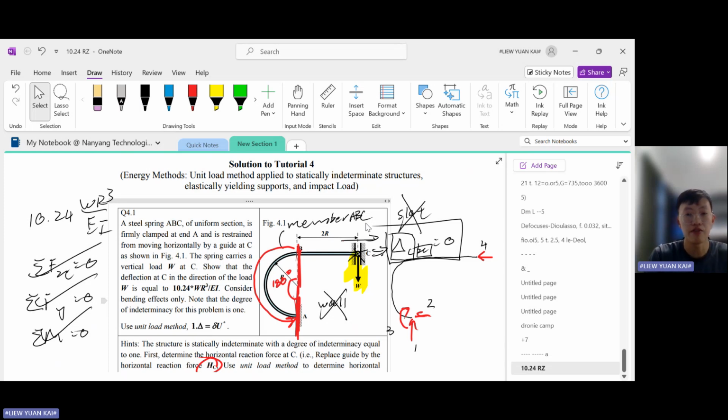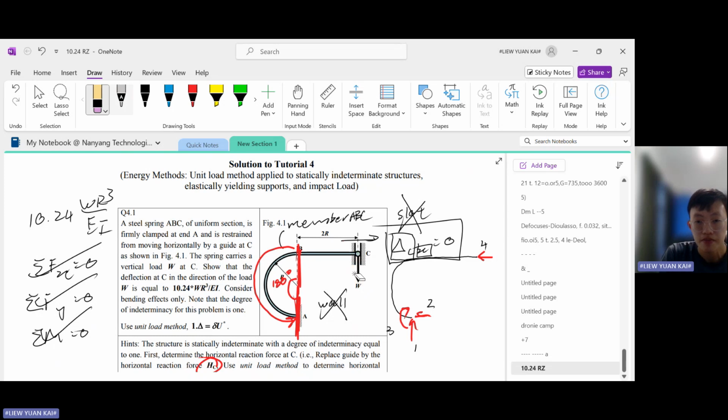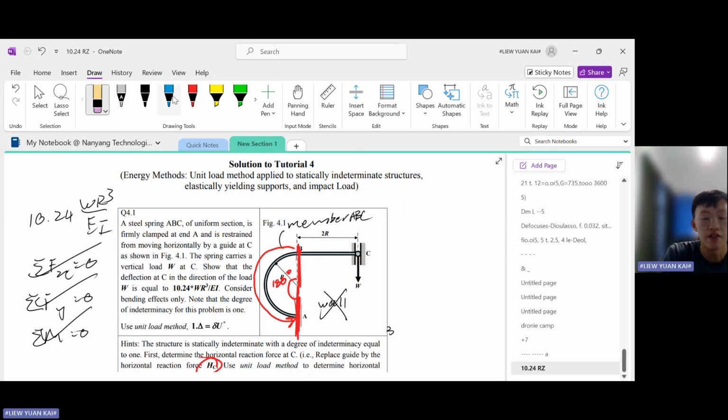Okay, so how do we find HC? We must resort to using the unit load method. So how do I use the unit load method to help me find HC? I must know, based on the diagram, that the point C is restrained from moving horizontally, right? So there is no horizontal deflection. This means that delta Cx is equal to 0.